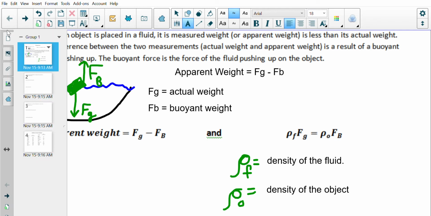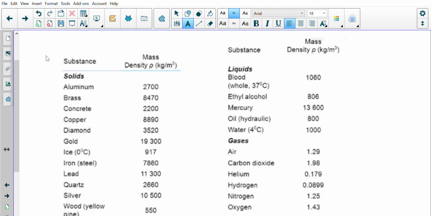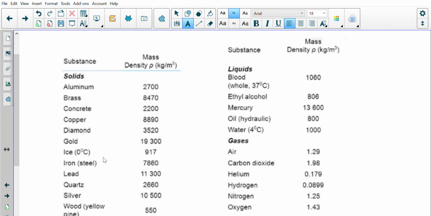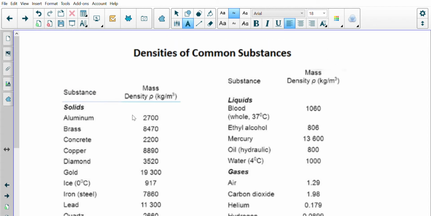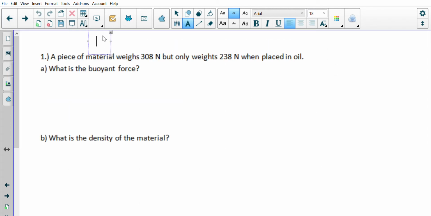All right, so we're going to try a couple of examples. Now, at the end of this note, you'll notice that I have the density of common substances, so we're going to use that chart. So there it is. Lots of stuff. We have solids, we have liquids, we have gases. And as you can see, the most dense stuff are solids. The next densest stuff are liquids. And, of course, lastly comes gases. So that's just the structure of our substances.